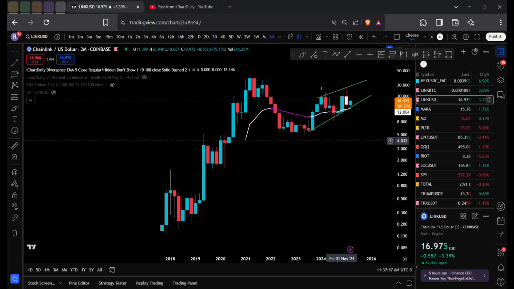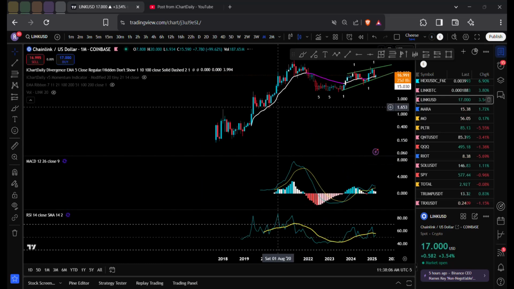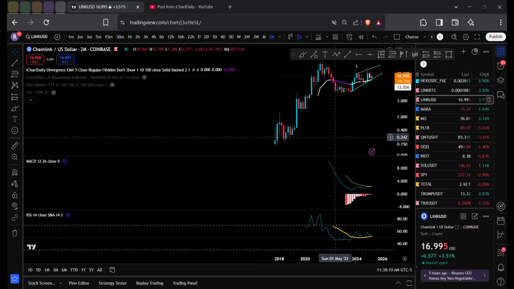I'm calling it now. Do me a favor, call me out if this doesn't play. But as of right now, this looks very bullish. Once again, long-term trends predict short-term outcomes.